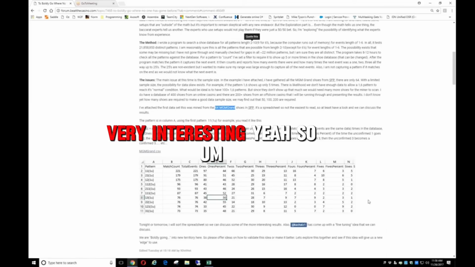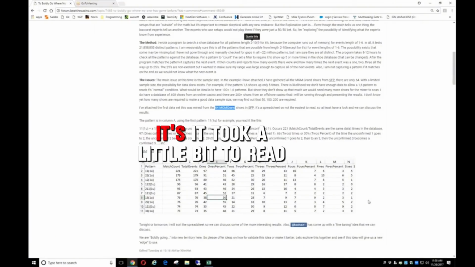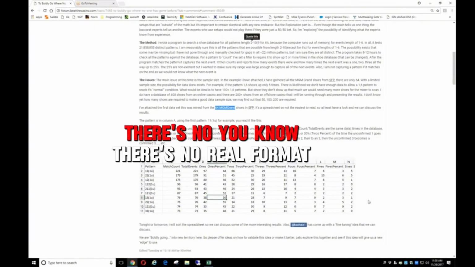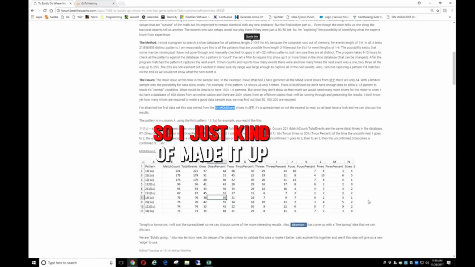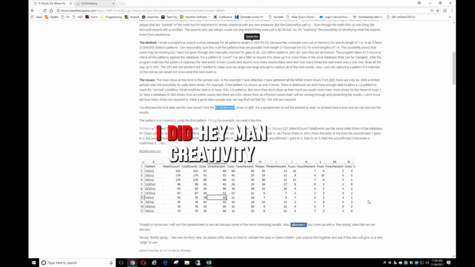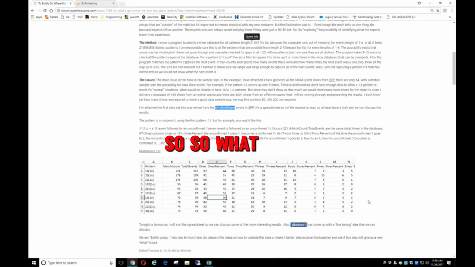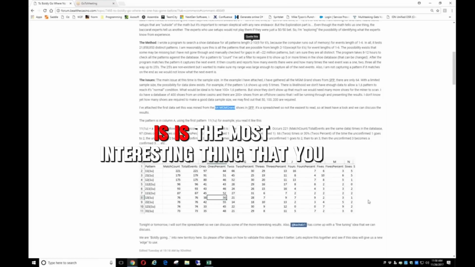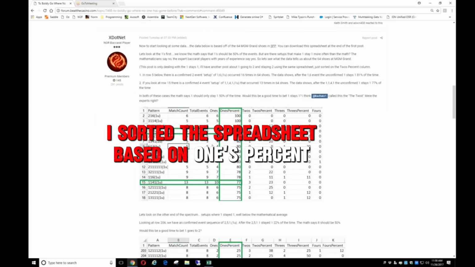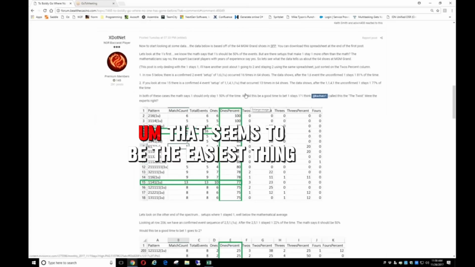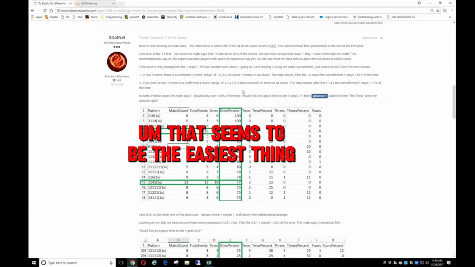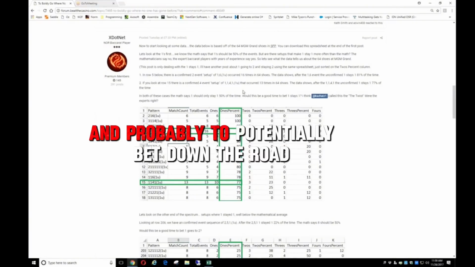Very interesting. It took a little bit to read it. There's no real format for this, so I just kind of made it up. No, hey man, creativity. So going down then, what do you think is the most interesting thing that you found there? I sorted the spreadsheet based on 1%. That seems to be the easiest thing to comprehend and probably to potentially bet down the road.